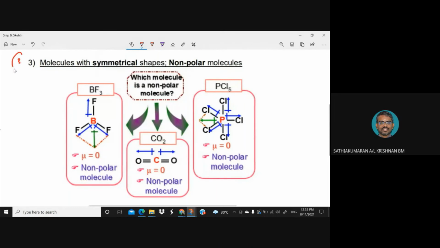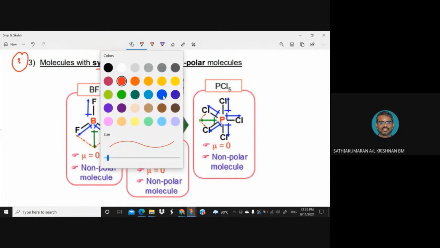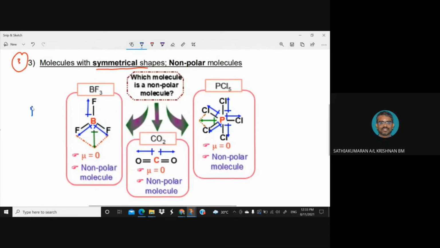Type number 3, molecule with symmetrical shape. How you see left, right, up, down, all is the same. That is the meaning of symmetrical shape. Okay, so let me see this example.